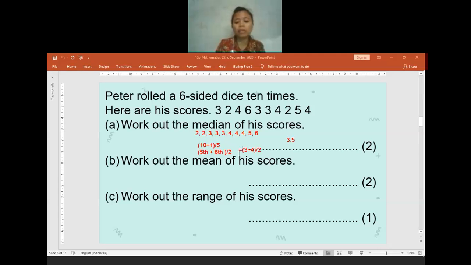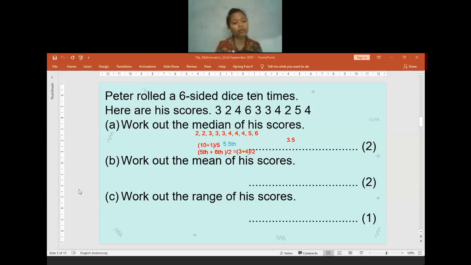Yeah, correct. Why is it 10 plus 1? The number 10 represents how many data there are in total. There are 10 numbers, so it means 10 plus 1 divided by 2. We will get 5.5. When it is a decimal, we need to find the fifth and also the sixth. The fifth is equal to 3, and the sixth is equal to 4. So we do 3 plus 4 divided by 2, which is equal to 3.5.